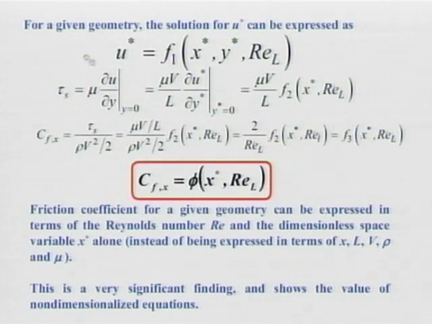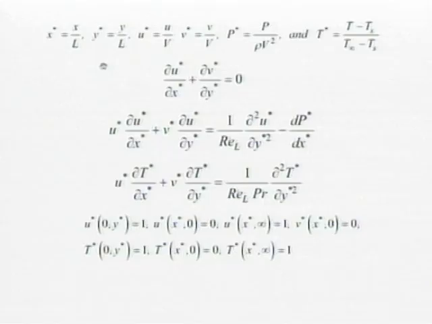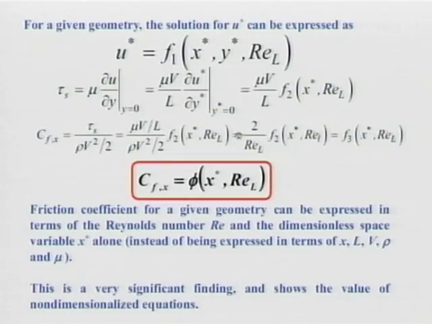Non-dimensionalization: non-dimensional u star is a function of what? See this equation, u star is a function of x star, y star and Reynolds number. I am not taking dp by dx, because if it is a flow over a flat plate, the pressure gradient will be there only in internal flows and will not be there in external flows. I will answer why when we reach external flows.